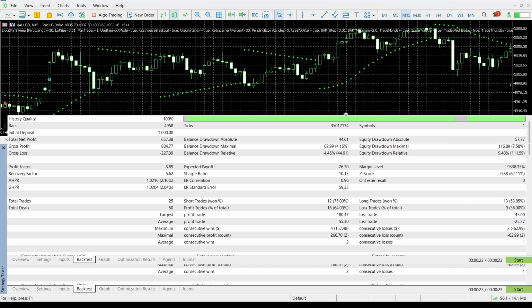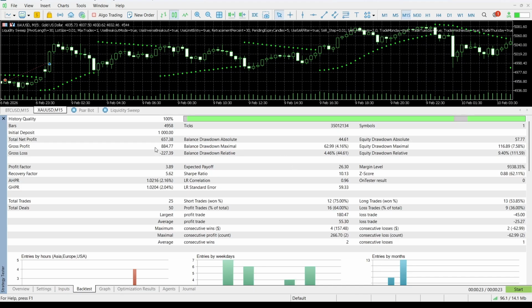If we look at the backtest report, we can see it's taken 1,000 to 1,657, profit factor of 3.89 based on these settings. Average loss is $25. Average win is $55. Largest profit trade was $180. It's got a maximal drawdown of 7%, which is pretty good. So these are the basic numbers on the back test.